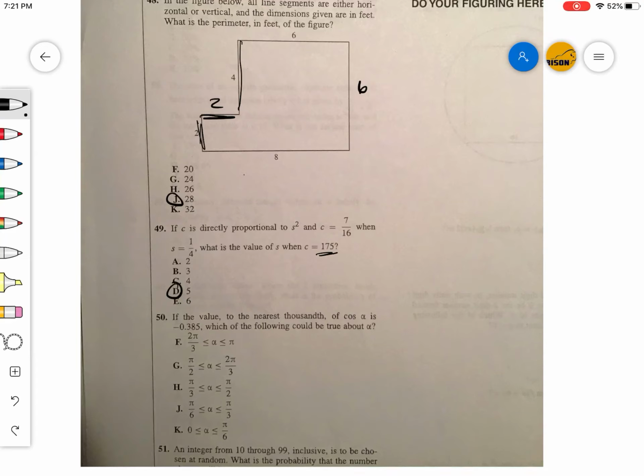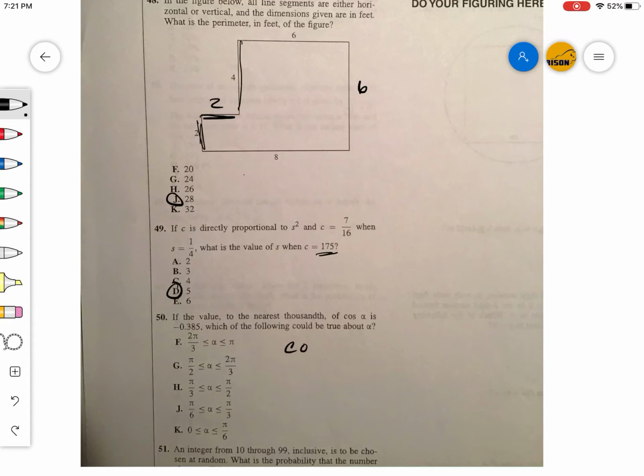One more. If the value is in the nearest thousand, the cosine, I don't remember what, maybe rho or alpha. No, it's alpha. If cosine alpha is negative 0.385, which of the following could be true about alpha?